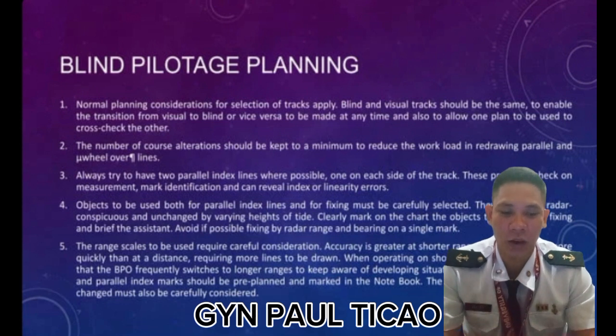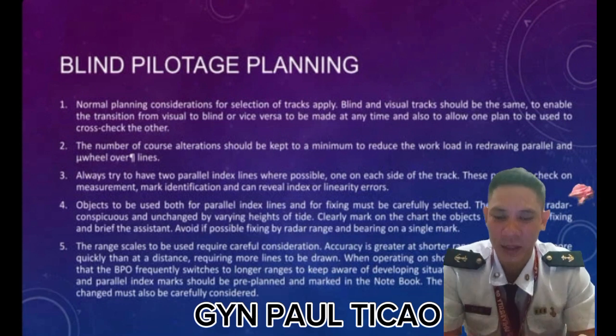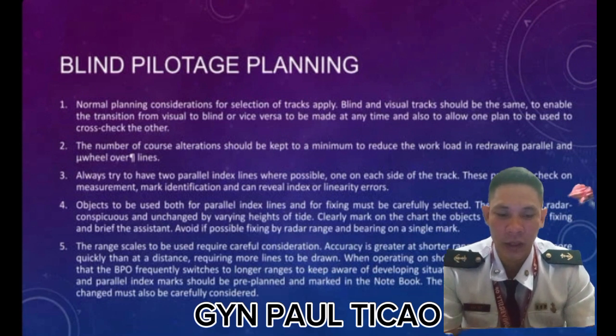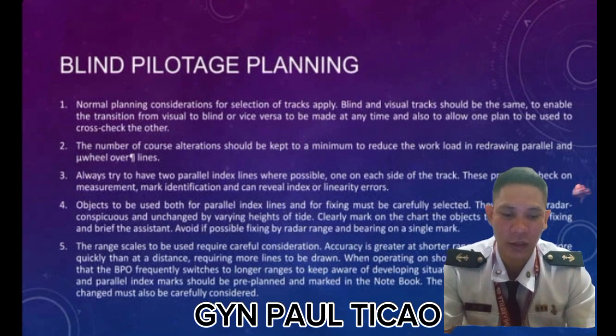Clearly mark on the chart the objects to be used for fixing and brief the assistant. Avoid if possible fixing by radar range and bearing on a single mark. Number 5. The range scales to be used require careful consideration. Accuracy is greater at shorter range, but marks pass more quickly than at a distance, requiring more lines to be drawn.